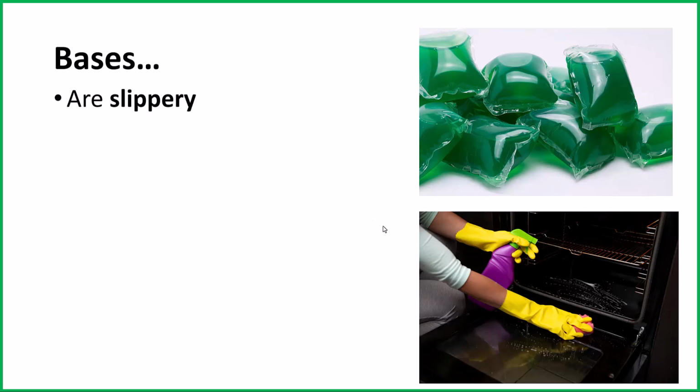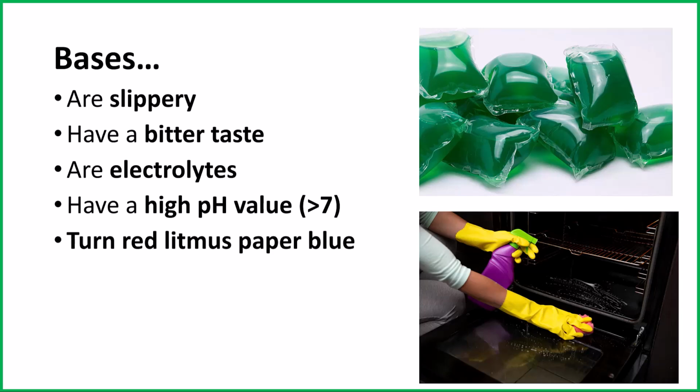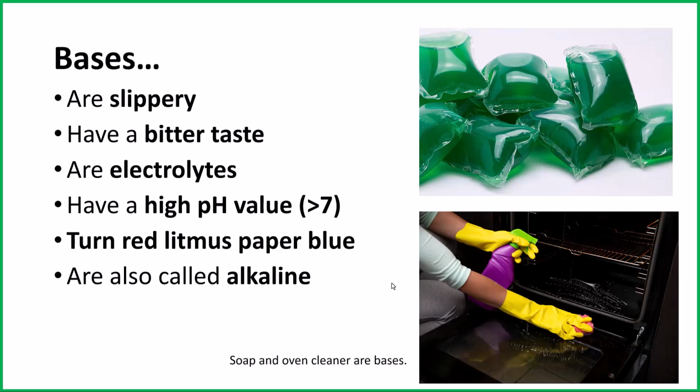Bases, on the other hand, are slippery, have a bitter taste, are also electrolytes. They have a high pH value of above 7, and they turn red litmus paper blue. So again, another indicator here. Red litmus paper will turn blue to indicate that it's in the presence of a base. Bases are also called alkaline sometimes. That's a word we use to describe them. And soap and oven cleaner are both examples of bases that you probably have around your house.